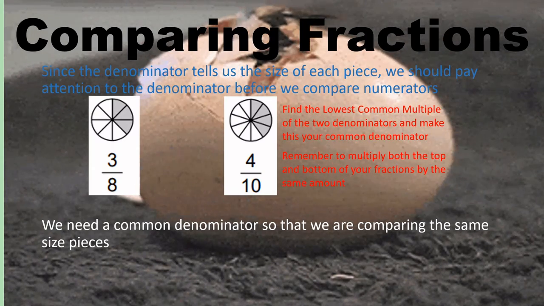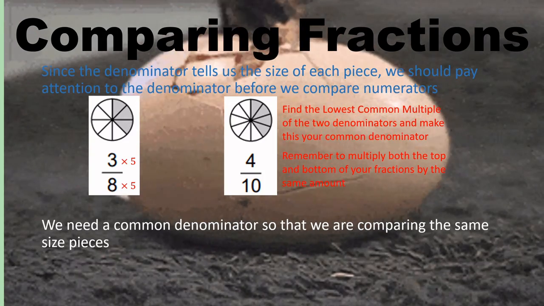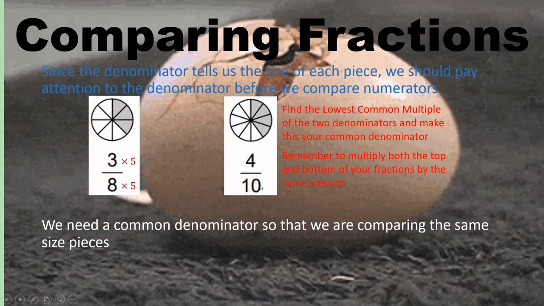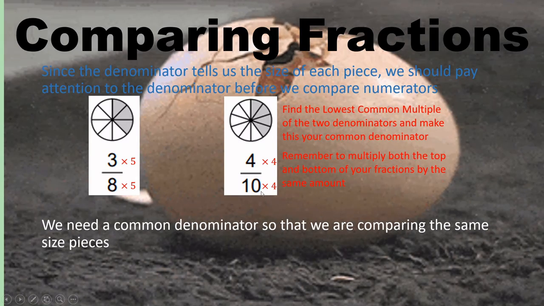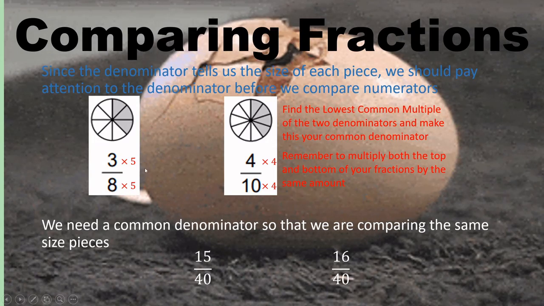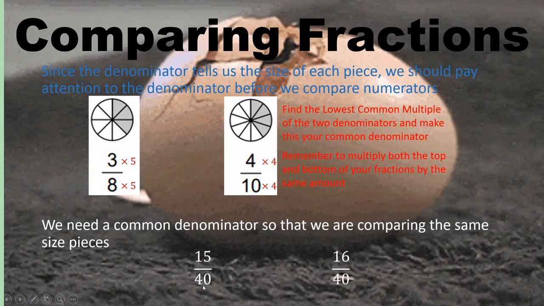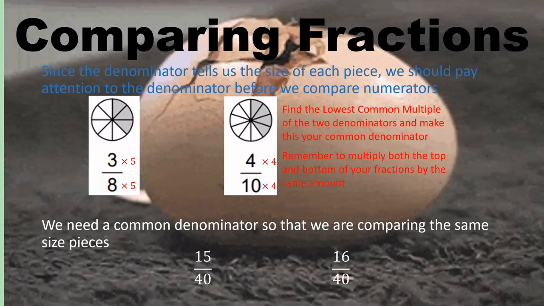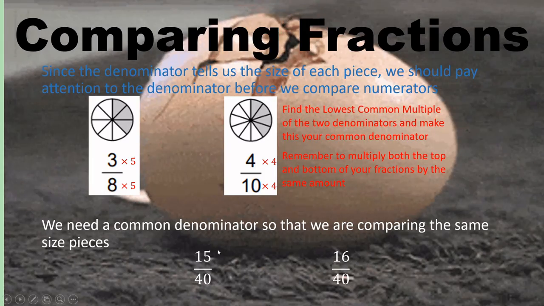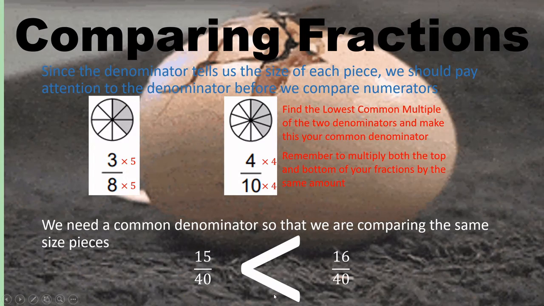So as we said, it was 8 times 5, so we must do both 3 times 5 over 8 times 5. And as we said, to get 40, we do 10 times 4. That would be 4 times 4 over 10 times 4. So both our denominators are 40 and our numerators are 15, because 3 times 5 is 15, and 16, because 4 times 4 is 16. Now I can see clearly that with a common denominator of 40, my numerators can be compared and 16/40 is definitely bigger than 15/40. So I can use this inequality sign there to compare.